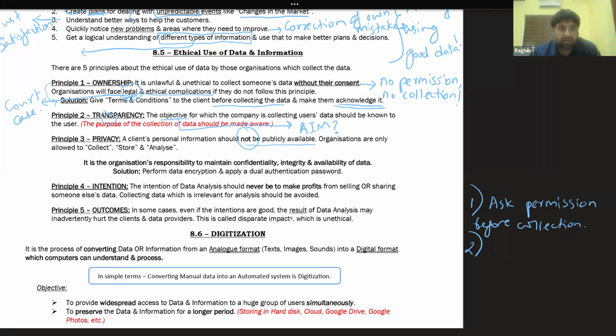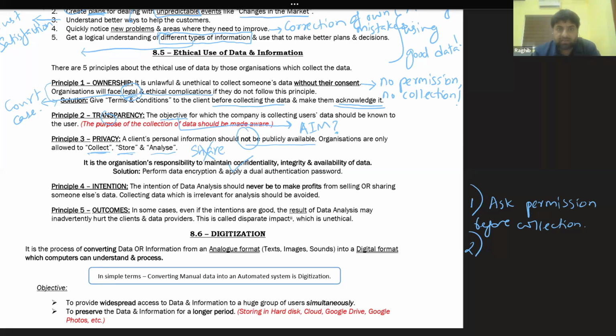Now, organizations are only allowed to collect it. They are only allowed to store it. They are only allowed to analyze it. Okay. They are not allowed to share. They cannot share this information with others. This is totally unreliable and it is totally unnecessary.